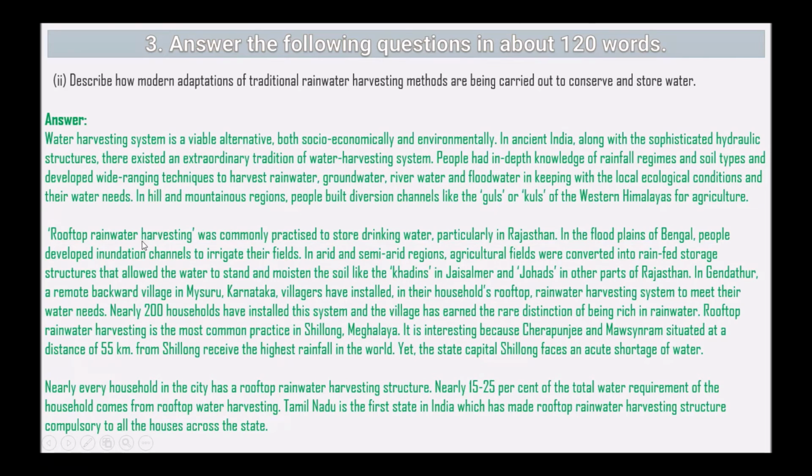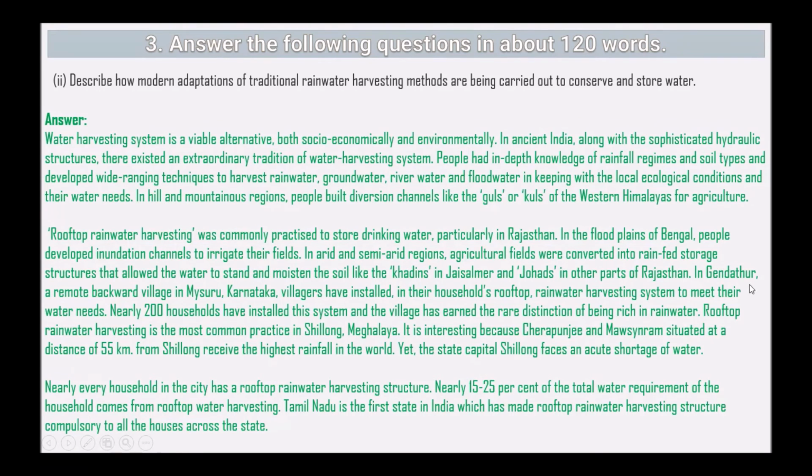Rooftop water harvesting was commonly practiced to store drinking water, particularly in Rajasthan. In the flood plains of Bengal, people developed inundation canals to irrigate their fields. In arid and semi-arid regions, agricultural fields were converted into rain-fed storage structures that allowed the water to stand and moisten the soil, like the khadins in Jaisalmer and Johads in other parts of Rajasthan.